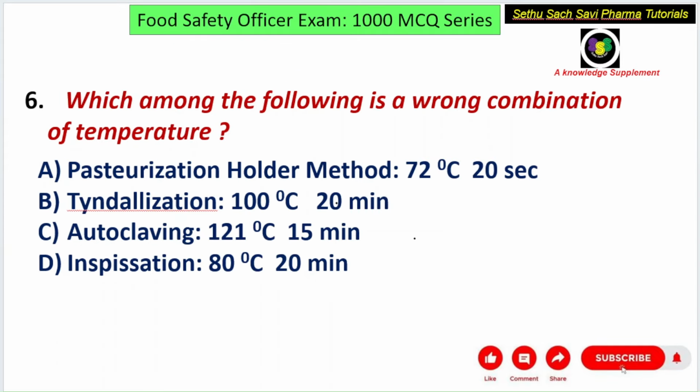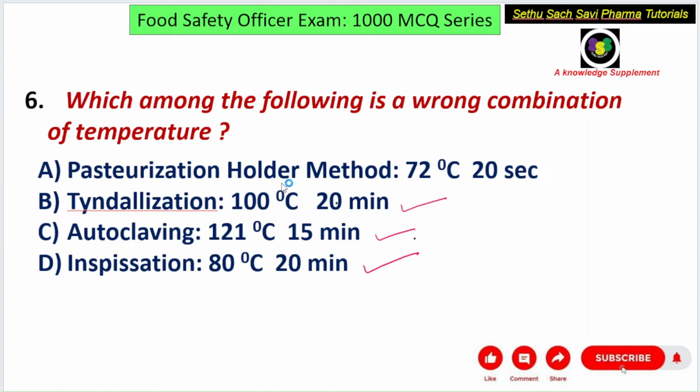Now let's move on to the sixth question of the day. Which among the following is a wrong combination of temperature? A. Pasteurization Holder method, 72 degrees, 20 seconds. B. Tyndallization, 100 degrees Celsius, 20 minutes. C. Autoclaving, 121, 15 minutes. D. Inspissation, 80, 20. I told you inspissation is 80, 20, so this combination is correct. Autoclaving, I told you 121 degrees, 15 minutes, 15 psi, so it is correct. Tyndallization, I told you 120, 120, 120, so that is also correct.